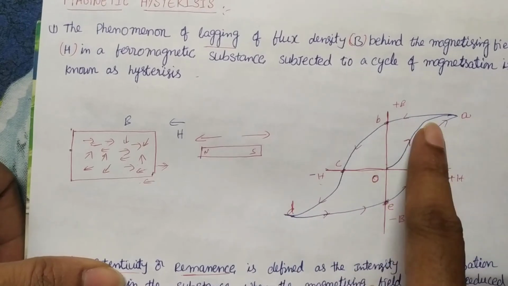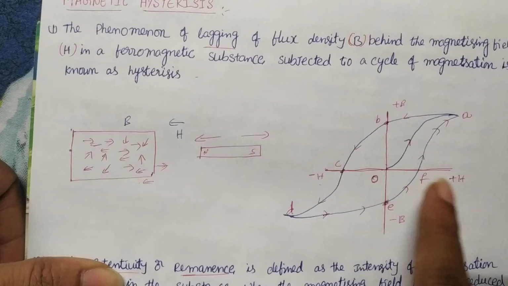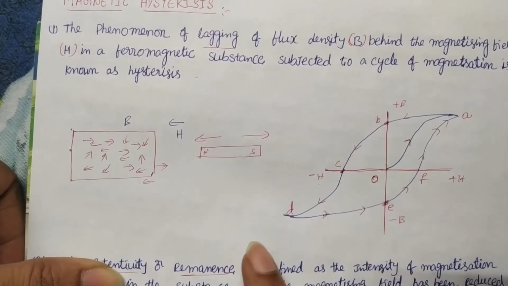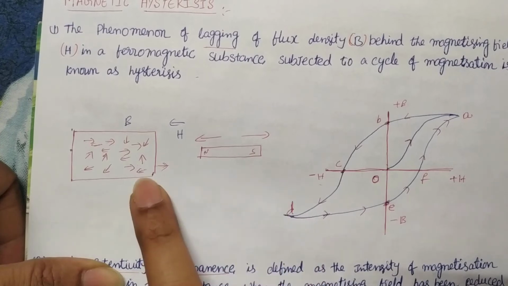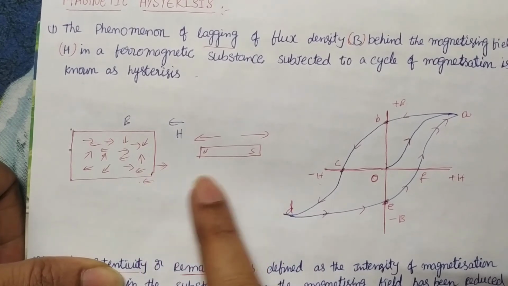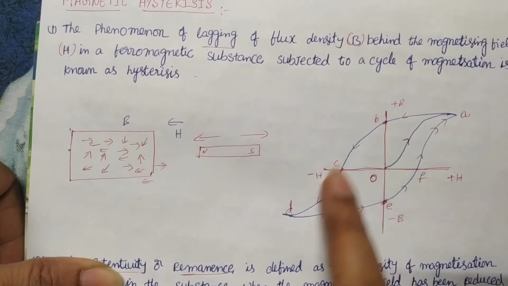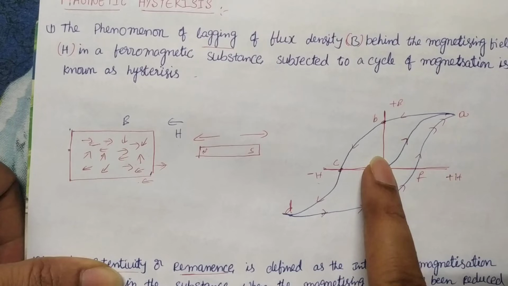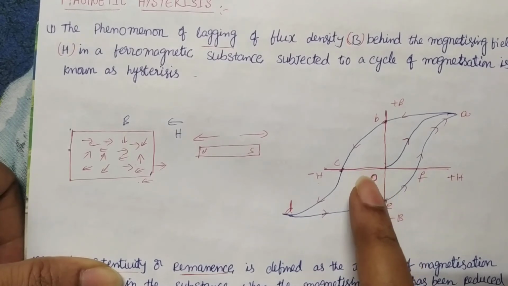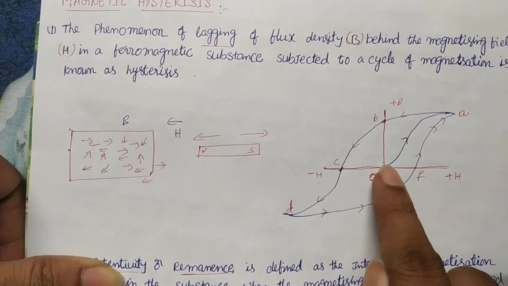Suppose the area of this loop, that is the hysteresis B-H loop, is more, we can say the energy loss is more. Suppose you are magnetizing one material and demagnetizing it, in that process, in a cycle of magnetization, it loses more energy. So the more area inside the loop, the more the energy loss. More area means you can say retentivity is more and coercivity is also more.